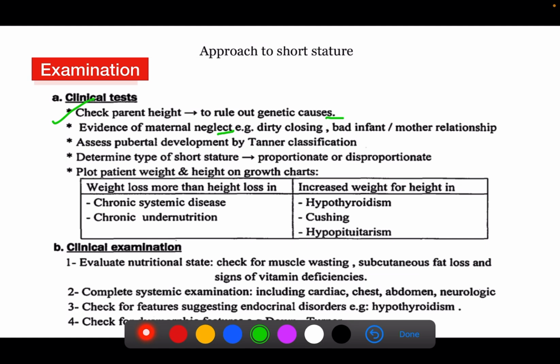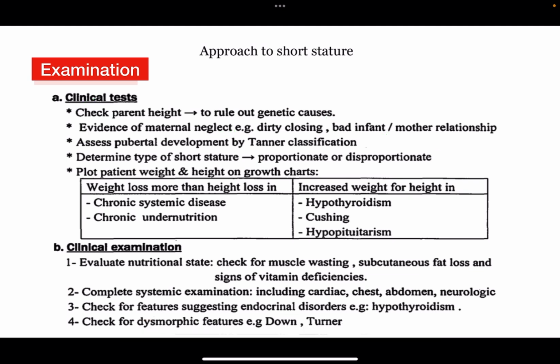Assess pubertal development by Tanner's classification. Determine the type of short stature. Is it proportionate or disproportionate? Plot patient weight and height on appropriate growth charts. Clinical examination to rule out any endocrinal causes or skeletal dysplasias like muscle wasting, subcutaneous fat loss, signs of vitamin deficiencies. Complete systemic examination of cardiac, chest, abdomen, neurological examination to rule out other chronic disorders. Check for signs suggesting endocrine disorders. Check for signs suggesting dysmorphic features.